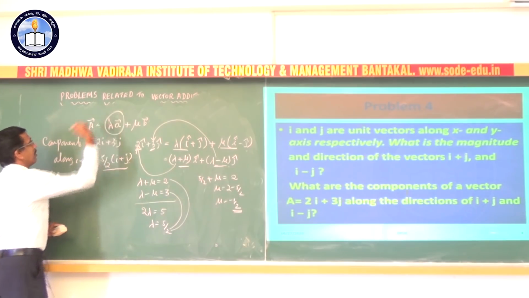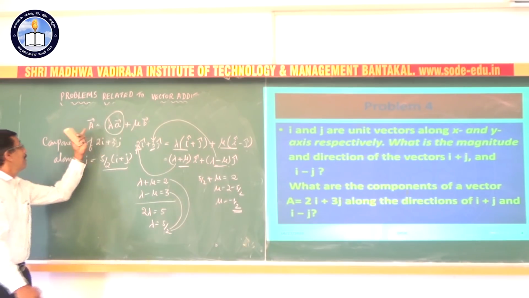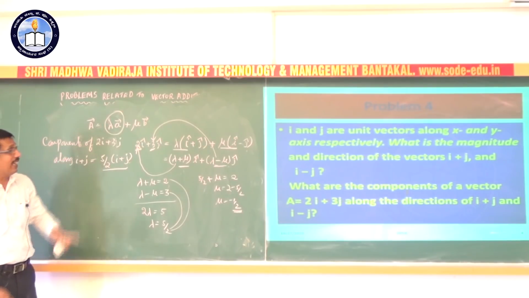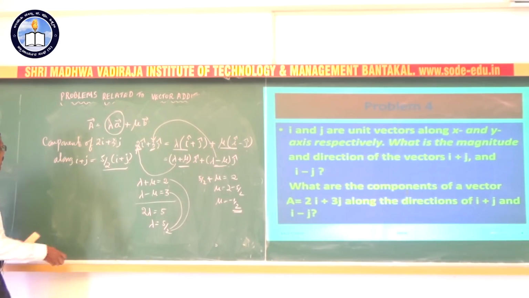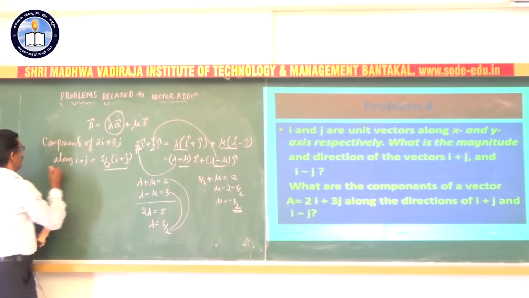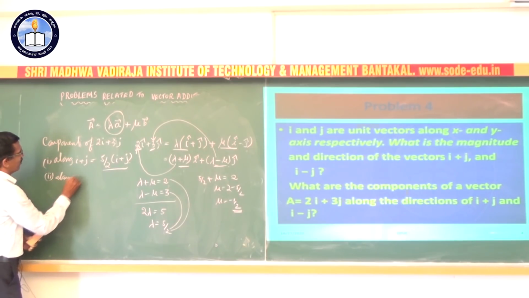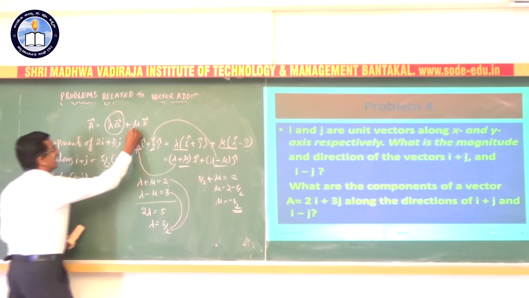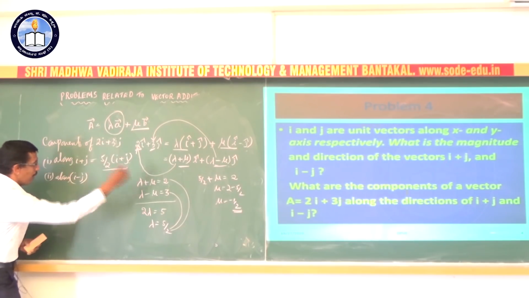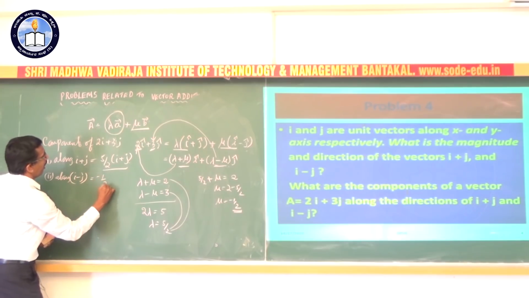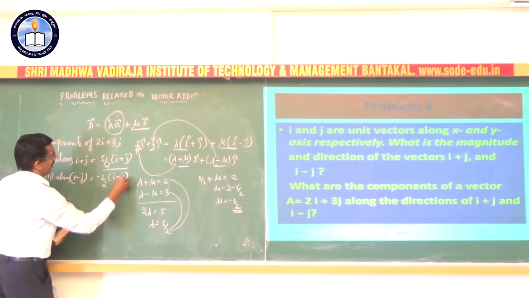This is the component of this vector along the vector A. A is i plus j. Similarly, the component of 2i plus j along i minus j is the second part. What is that value? We know it: minus half into i minus j.